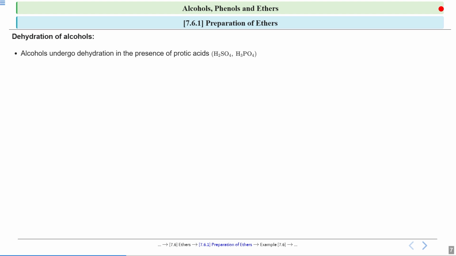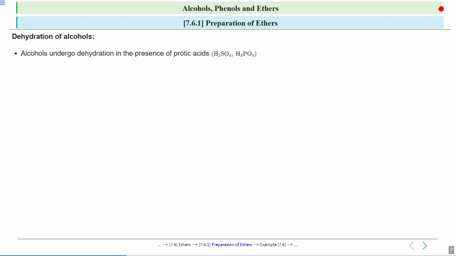Your alcohols undergo dehydration in the presence of a protic acid. Now, if this is dehydration, that means water removal. So you need an agent that can remove water from alcohol. What will that agent be called? It will be called a dehydrating agent. In this reaction, the dehydrating agent is your protic acids, that is H2SO4 and H3PO4. Protic acids easily give up a proton, that is H+.